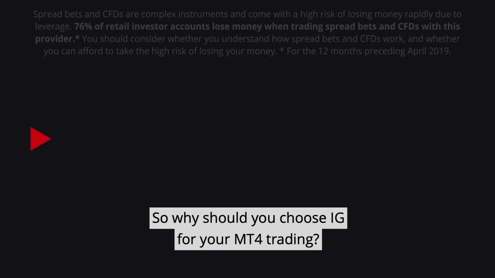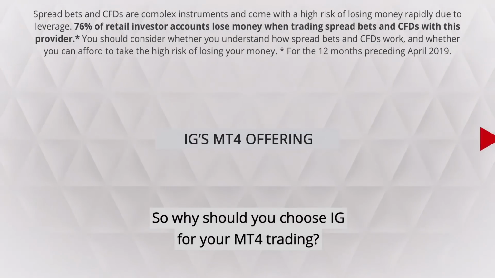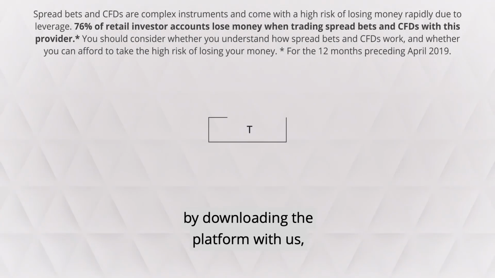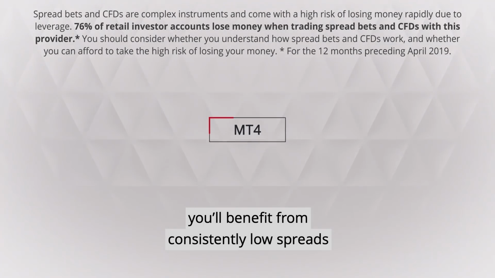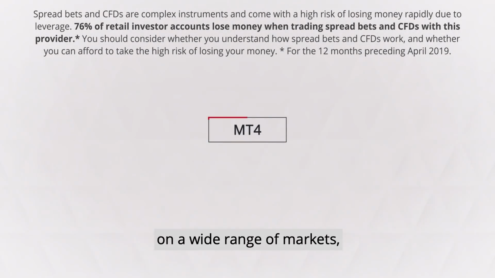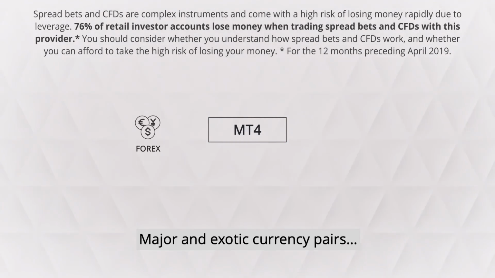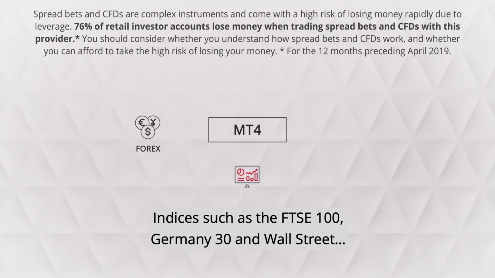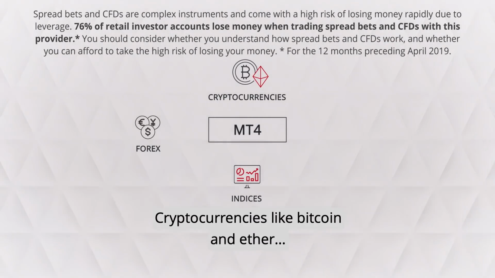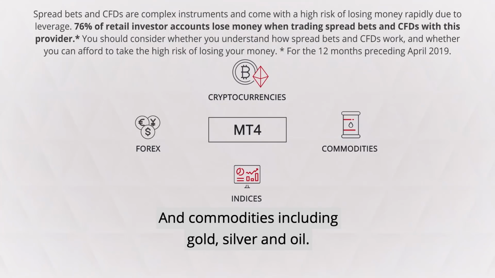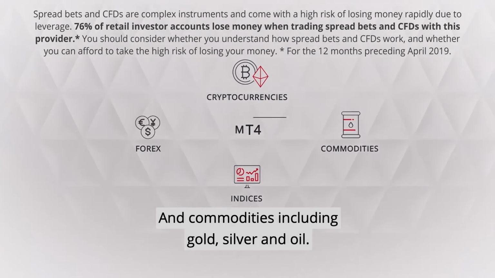So why should you choose IG for your MT4 trading? Well, by downloading the platform with us, you'll benefit from consistently low spreads on a wide range of markets, including major and exotic currency pairs, indices such as the FTSE 100, German 30 and Wall Street, cryptocurrencies like Bitcoin and Ether, and commodities including gold, silver and oil.